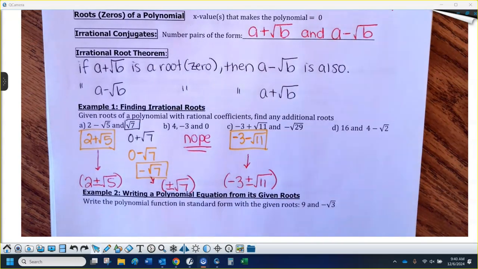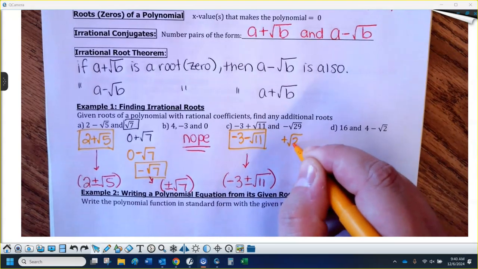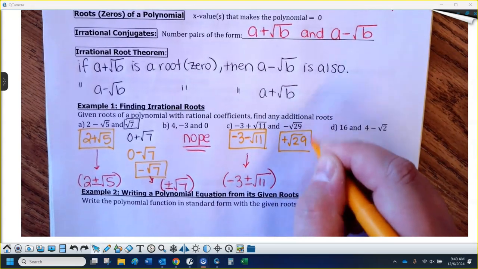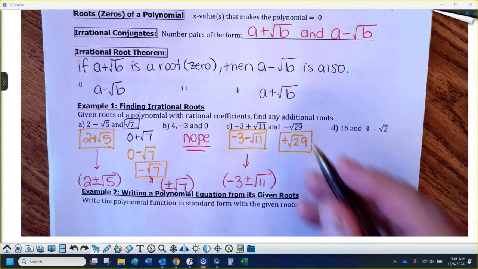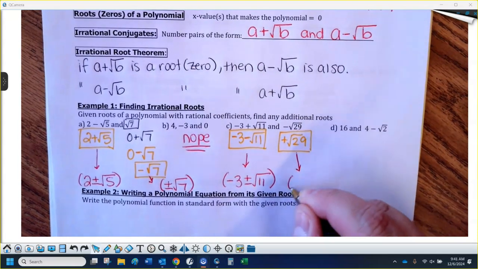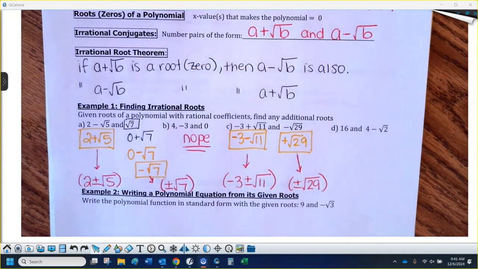The negative square root of 29. If you have a square root, unless it was a perfect square, you automatically have a conjugate. So if this is negative square root of 29, then positive square root of 29 would also automatically be an additional root. That would have probably been a situation where we did square roots and we got plus or minus square root of 29 as our answer. And 29 doesn't break down under the square root.